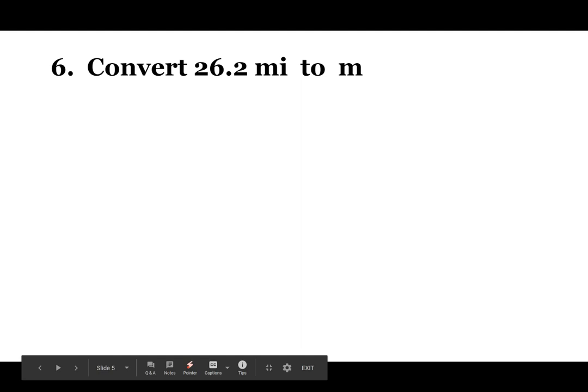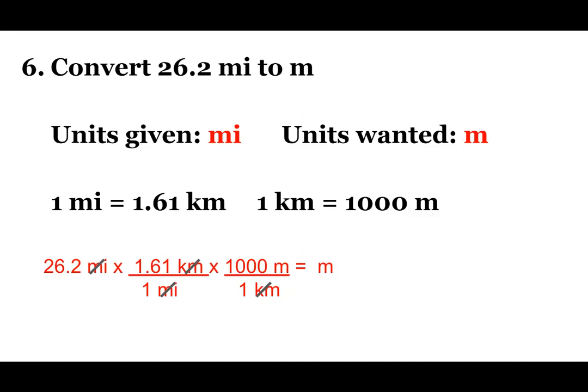So now pause the video and see if you can work out the same problem on your own. All right. So let's work it out together. So we're given our units of miles. We want to get to meters. We know that in 1 mile, we have 1.61 kilometers. And in 1 kilometer, we have 1,000 meters. So we set it up with our 26.2 miles times our conversion factor of 1.61 kilometers over 1 mile.